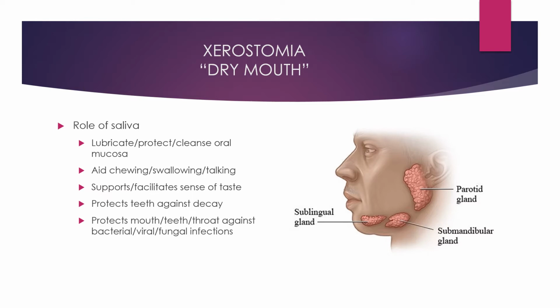While xerostomia is a sign of Sjogren's, there are other causes of xerostomia. First, let's review the role of saliva in the oral cavity. So what the saliva does is to lubricate, protect, and cleanse the oral mucosa. It aids in chewing, swallowing, and talking. If you've ever had a dry mouth and tried to talk or tried to chew or swallow, it's virtually impossible to do so. It supports and facilitates the sense of taste.